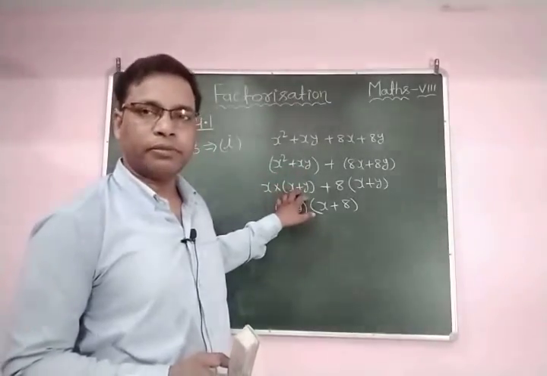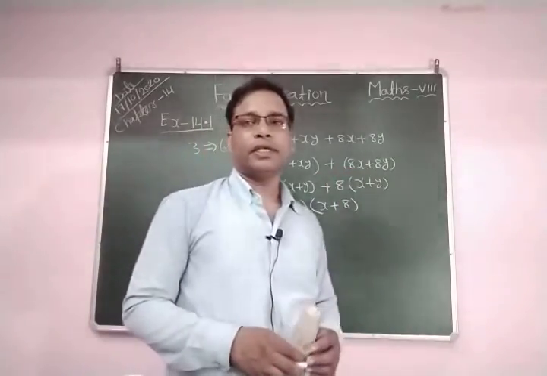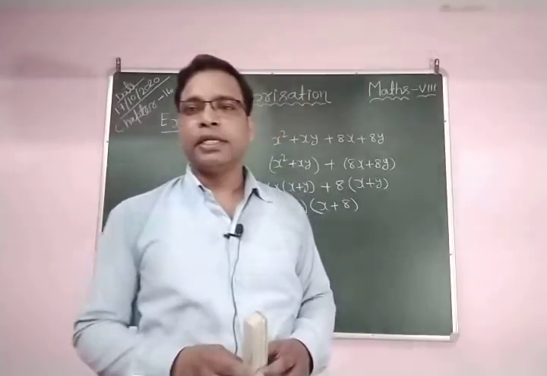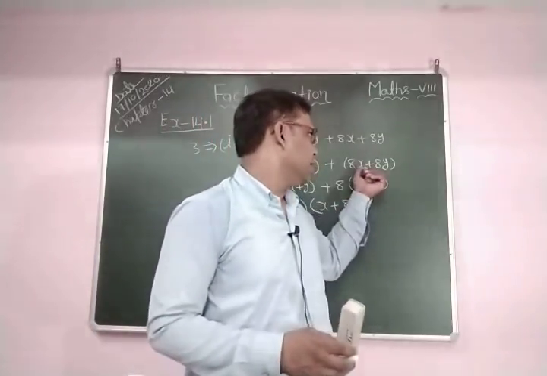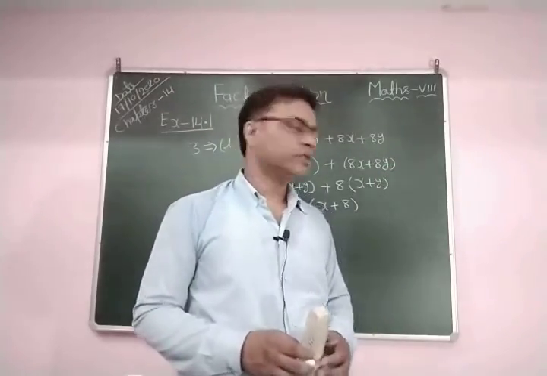We obtain in the bracket x plus y. Again, with the second terms, we observe what is common between them. Here we have 8x plus 8y, so we obtain that 8 is common. So we take common 8.